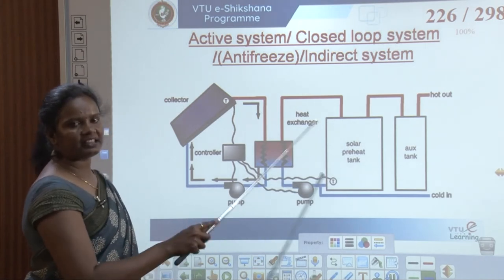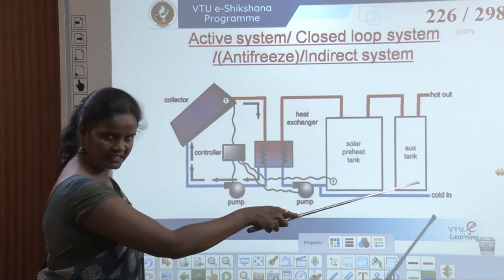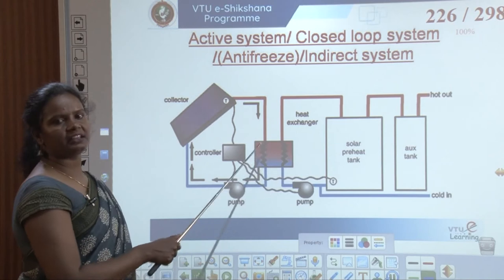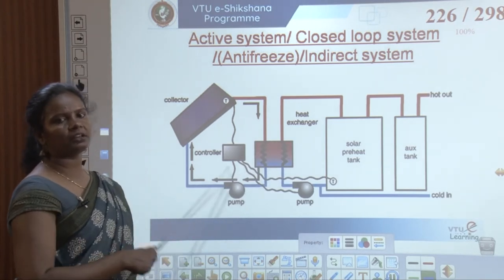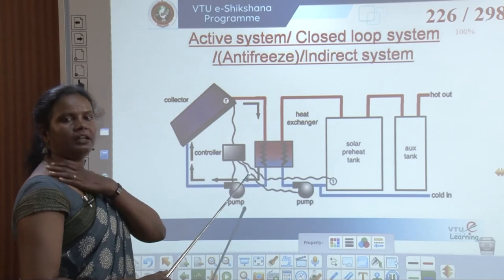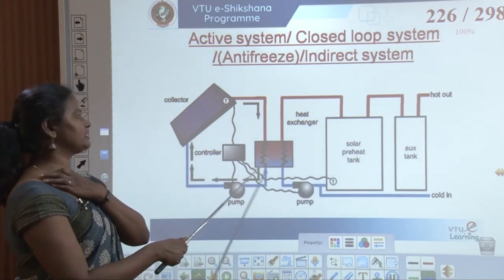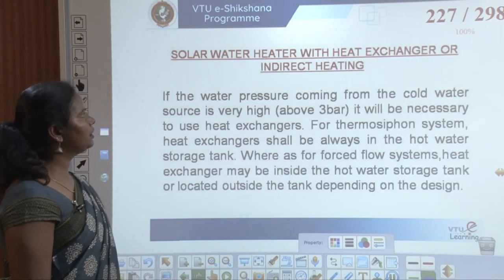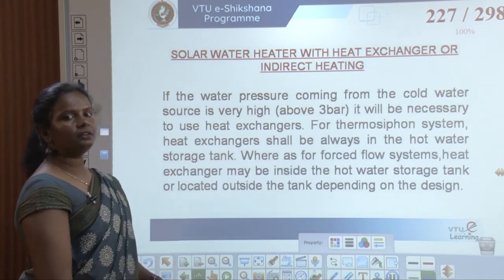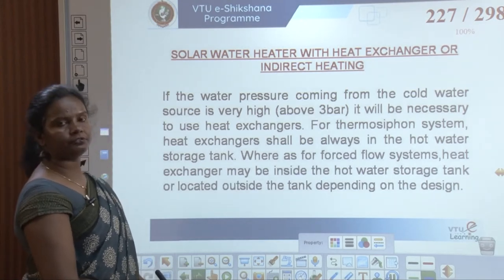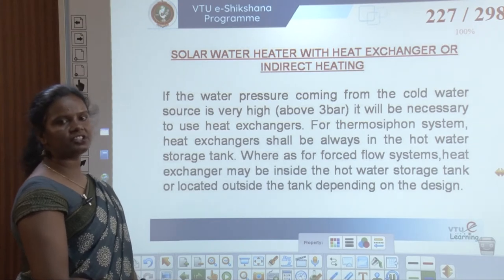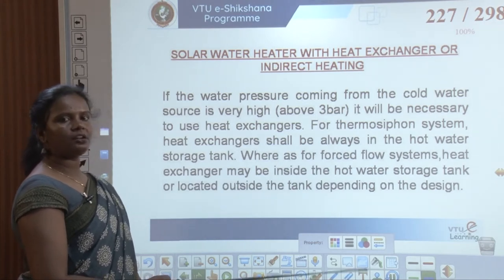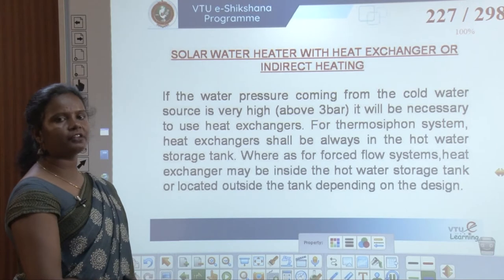So this preheat tank is full of hot water, then it moves into the auxiliary tank and then to the required services. Due to this controller and this preheat system, the collector water might help in antifreeze also, because the water which is supplied is already getting heated here. Maybe it reduces the amount of energy to a certain extent, in the sense of fossil fuel energy.